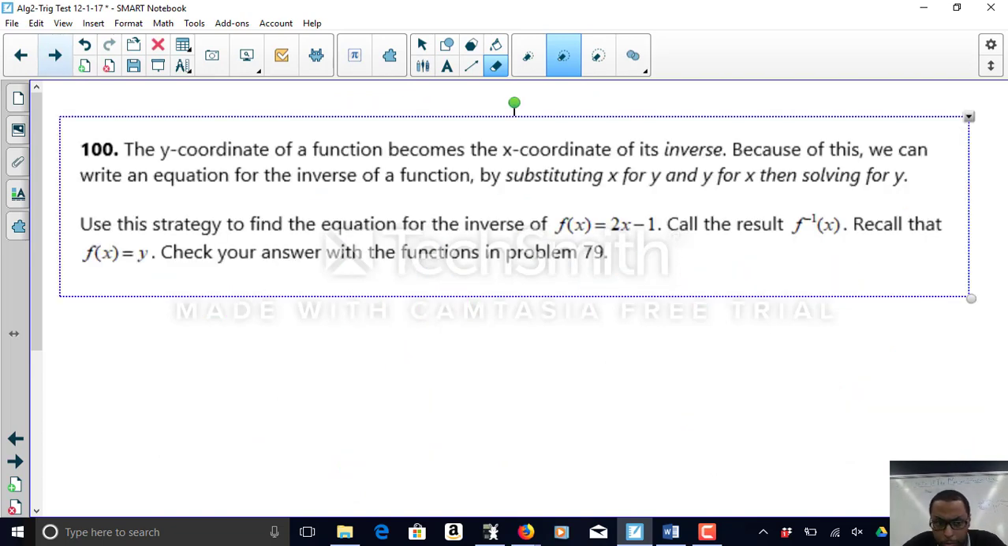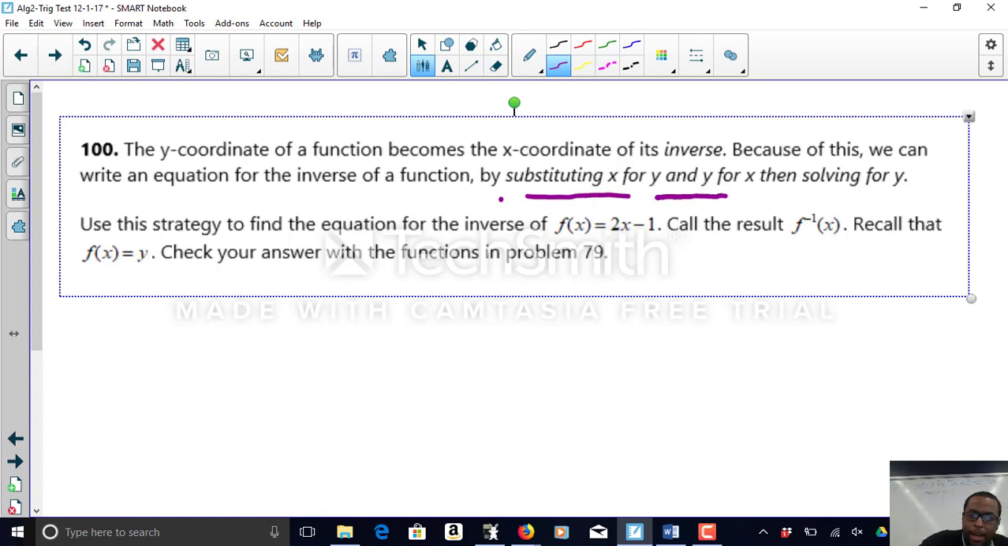Question 100. The y-coordinate of a function becomes the x-coordinate of its inverse. Because of this, we can write an equation for the inverse of a function by substituting x for y and y for x, and solving for y. So in order for us to find the inverse, and that was one of the questions we talked about in class, we're going to substitute y for x and x for y, and then solve for y.